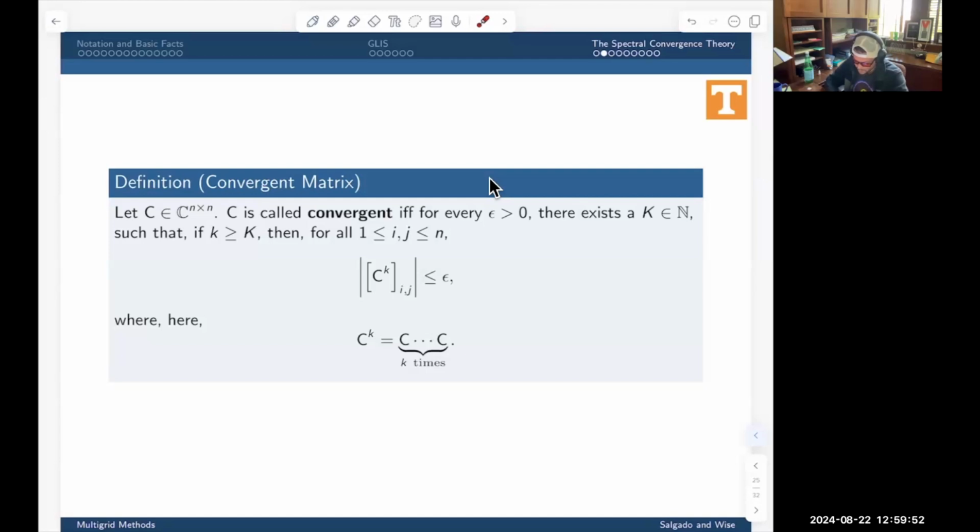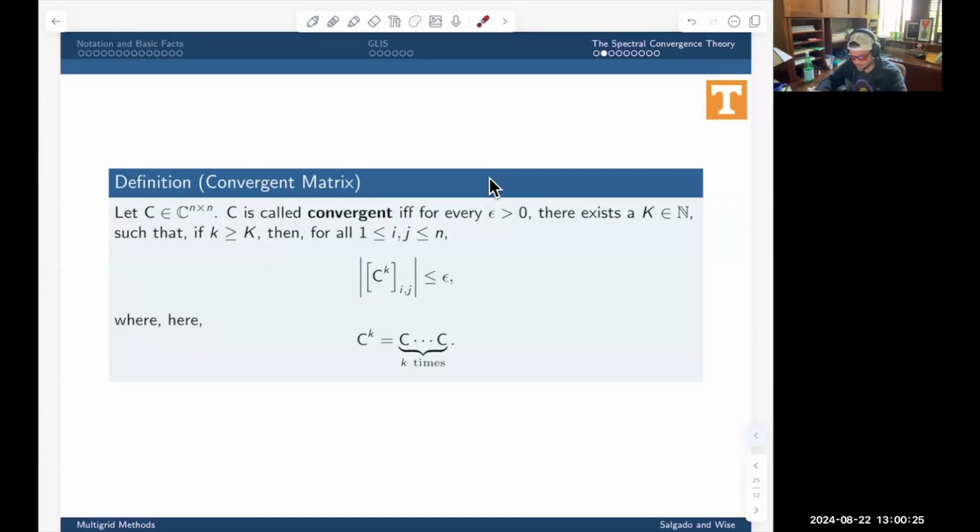Now, when I put brackets around a matrix, that means I'm extracting the ijth element. So bracket with subscript ij means the element in row i and column j, and this can be any row i and any column j. So basically we're saying all elements in absolute value. This could even be modulus, because we're using complex matrices and made the definition somewhat general. So all elements in modulus are less than epsilon.